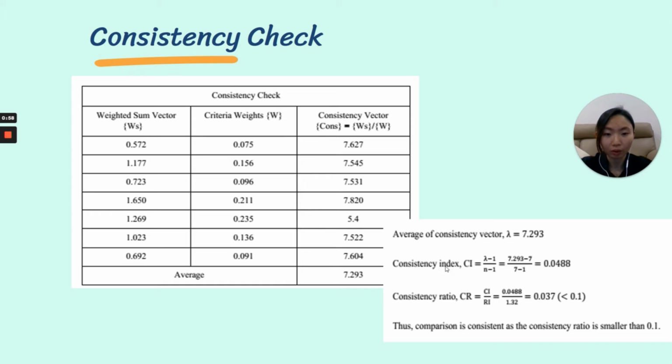After that, we are able to obtain the value of the consistency index, which equals 0.0488. Then we are also able to obtain the consistency ratio, which equals 0.037, which is smaller than 0.1. Thus, the comparison is consistent as the consistency ratio is smaller than 0.1.